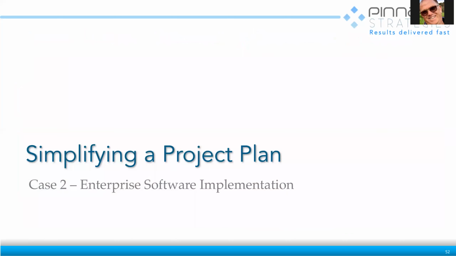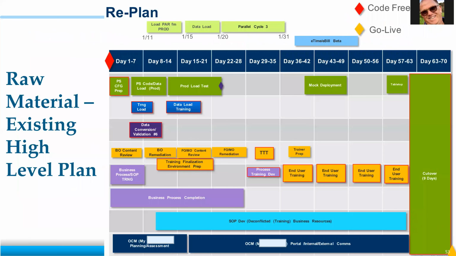Now, the next case study is essentially going through the same process, but this one was a lot more difficult because it was a lot more complex. It was an enterprise software implementation. So here's a project where they're only going to do it once. Now, when we showed up, we had a little bit of raw material. So this was what they were using to manage their software implementation.